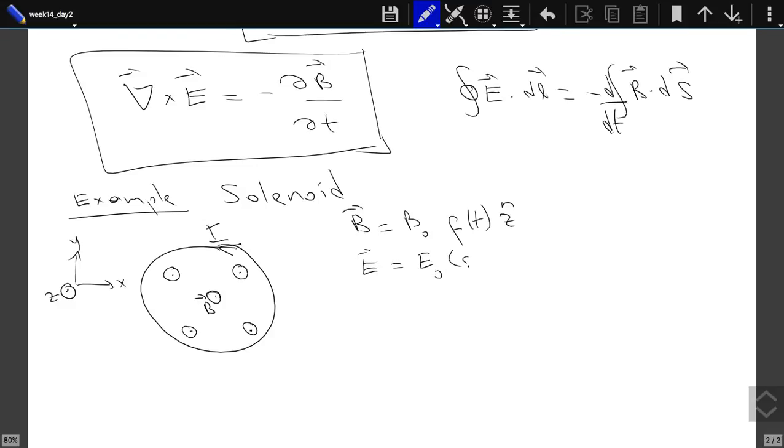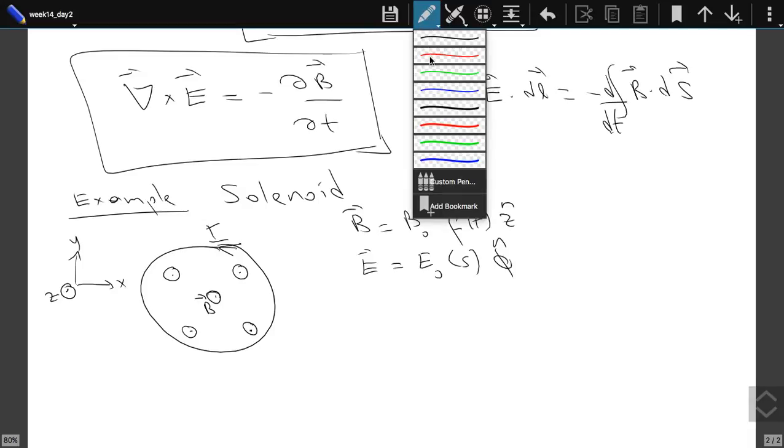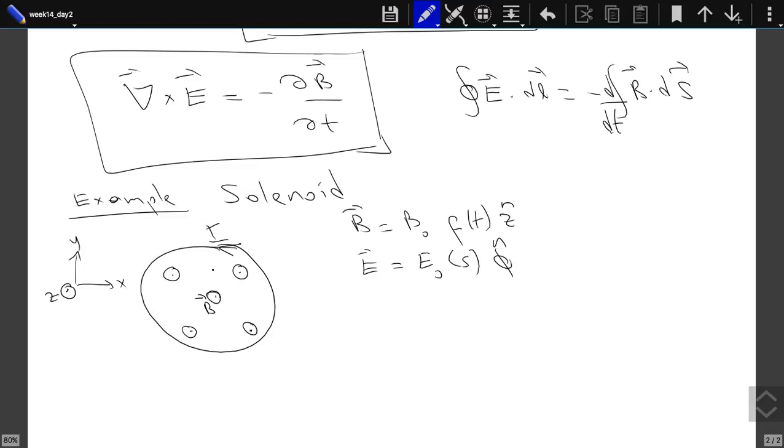Let's say E. Well, it can only depend on the s coordinate, the distance from the center of my solenoid. It cannot depend on the phi coordinate because my system doesn't change if I rotate it around the z-axis. It cannot depend on the z coordinate. Again, my system doesn't change if I just shift it along the z-axis. So the only thing it can depend on is the s coordinate. And furthermore, it should be in the phi hat direction. I don't know the directions yet, but basically the induced electric field lines will form such circles.